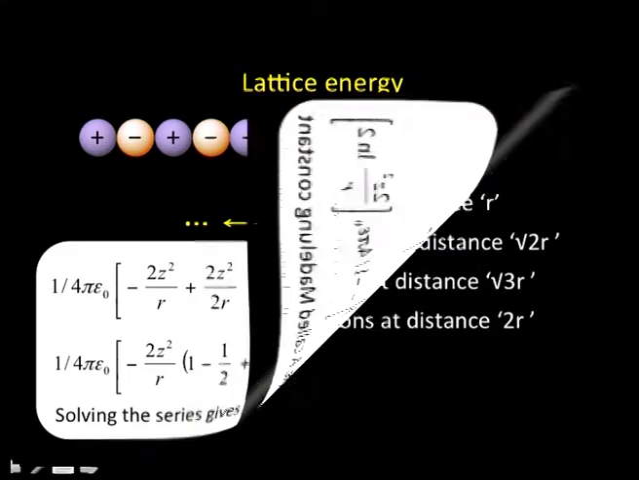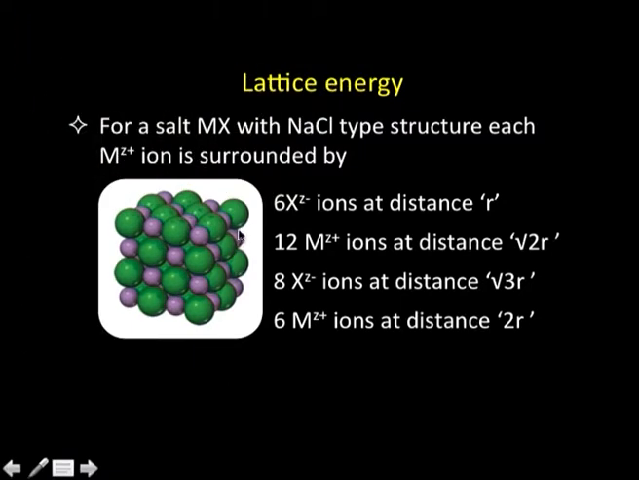Now suppose I want to look into the lattice energy for a salt MX having the NaCl type structure. What do I get? In this salt MX there will be an M n plus ion, and this cation will be surrounded by 6 anions, of the X z minus type, at a distance of r. There will be 12 cations at a distance of root 2 r, 8 anions at a distance of root 3 r, and again 6 cations at a distance of 2r. So, these are the details.